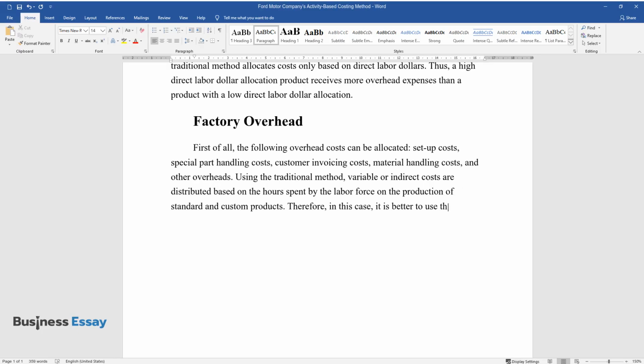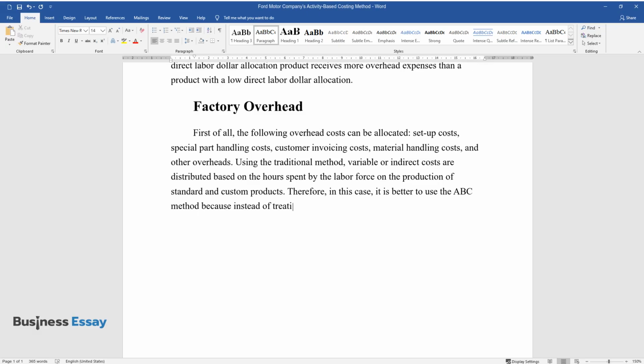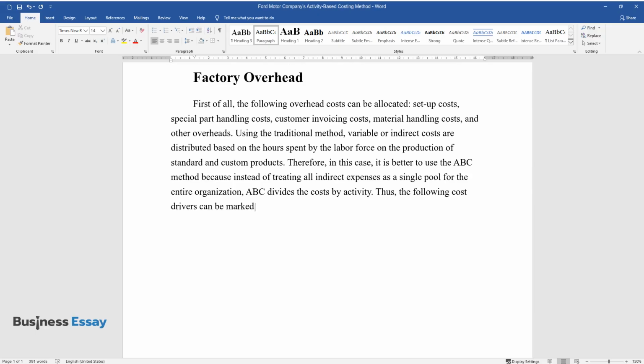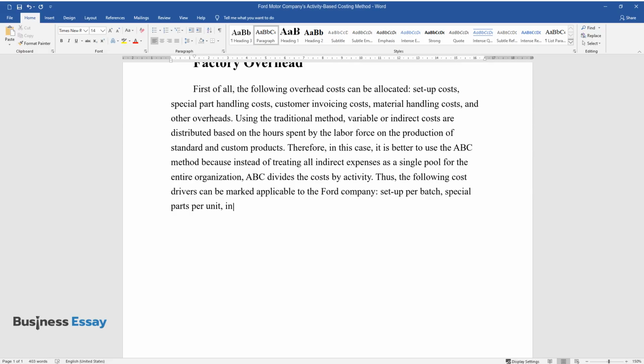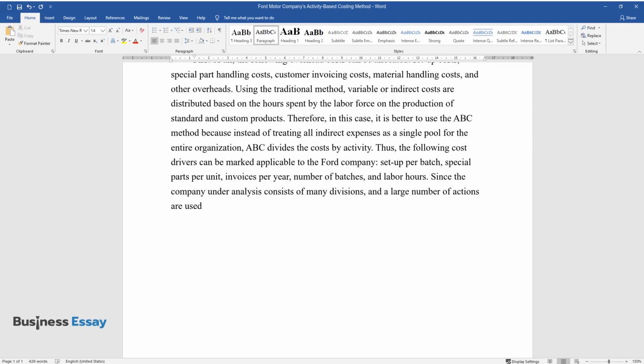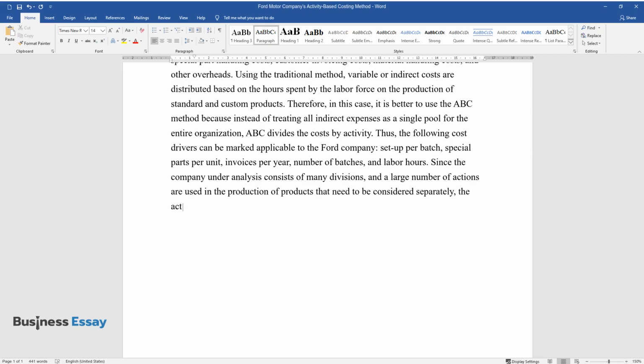Therefore, in this case, it is better to use the ABC method because instead of treating all indirect expenses as a single pool for the entire organization, ABC divides the costs by activity. Thus, the following cost drivers can be marked applicable to the Ford Company: setup per batch, special parts per unit, invoices per year, number of batches, and labor hours. Since the company under analysis consists of many divisions, and a large number of actions are used in the production of products that need to be considered separately, the activity-based costing method is the most applicable.